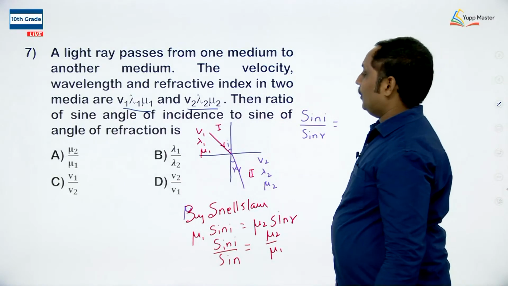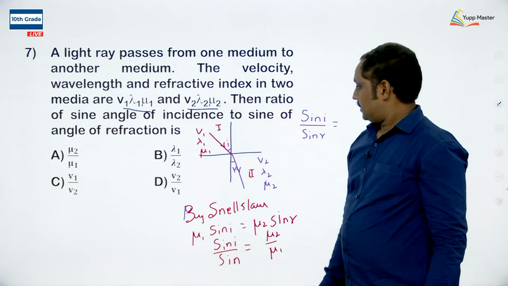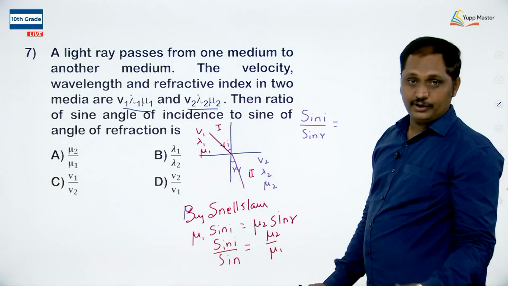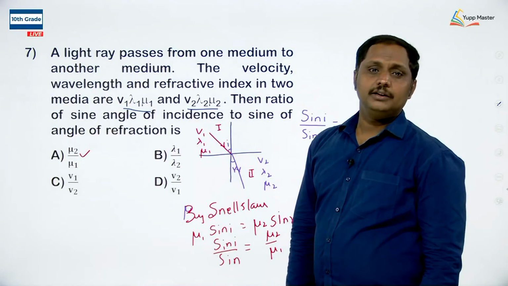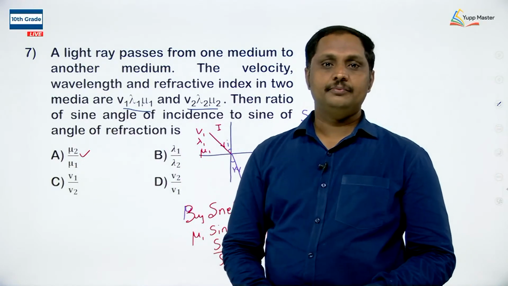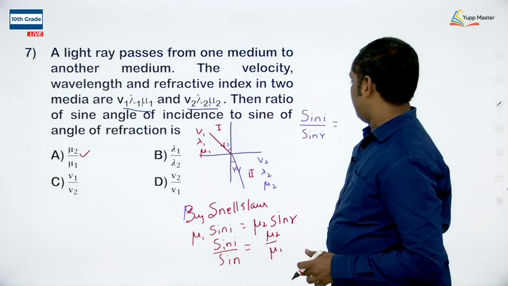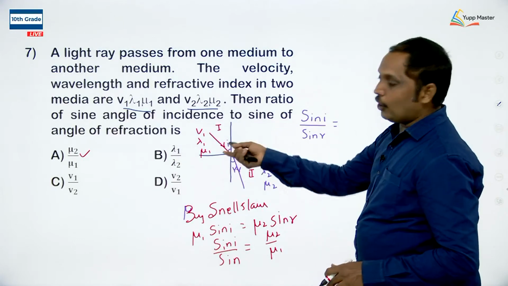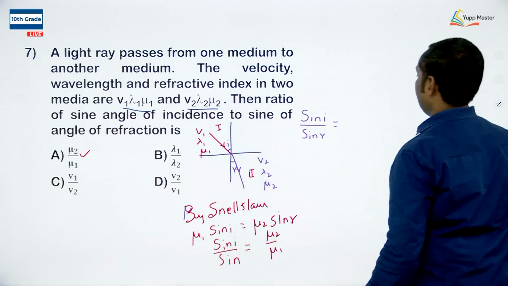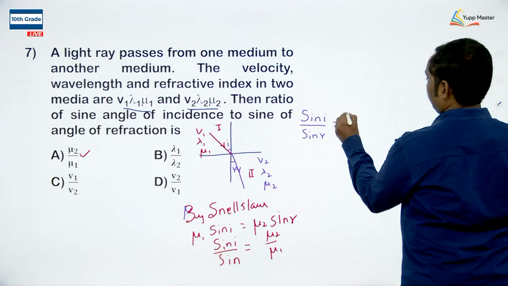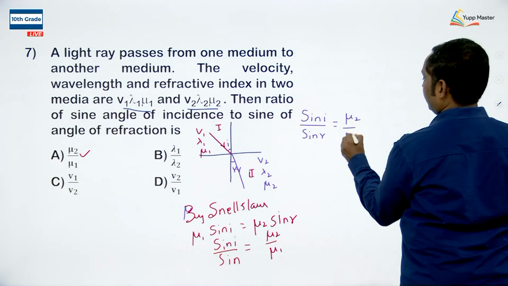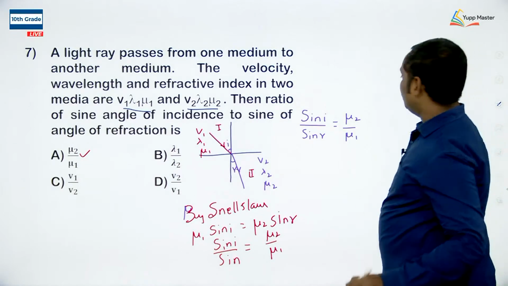So, let us see what options they have given. Mu 2 by mu 1, this is also correct, but this is a multi-correct question. You have to look into the matter. You know very well about the remaining options also. Let us see. This is about mu 2 by mu 1. Now, let us look into the matter.